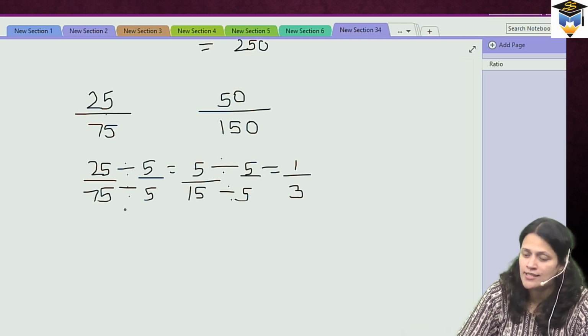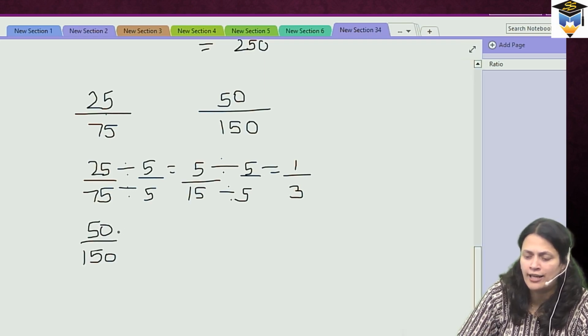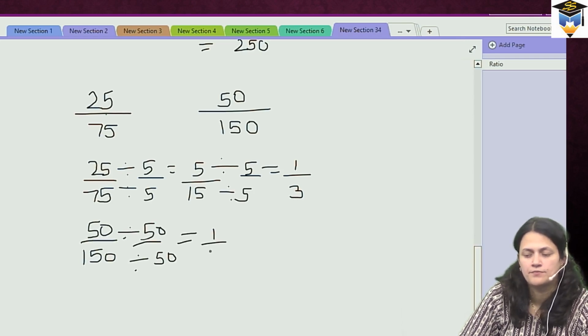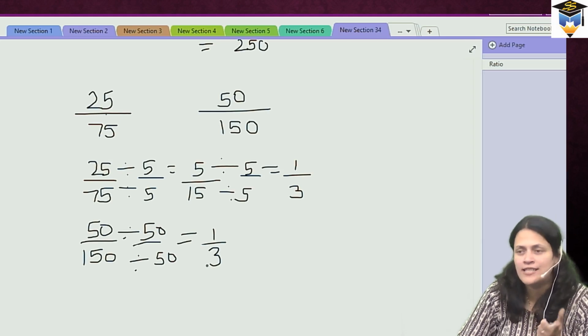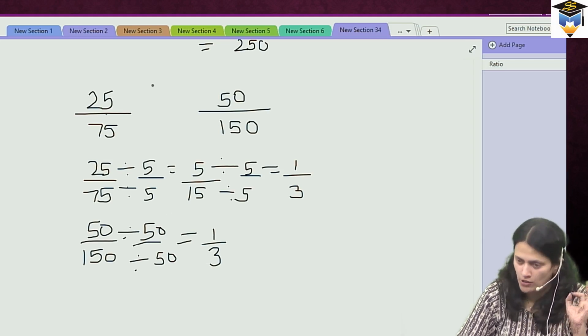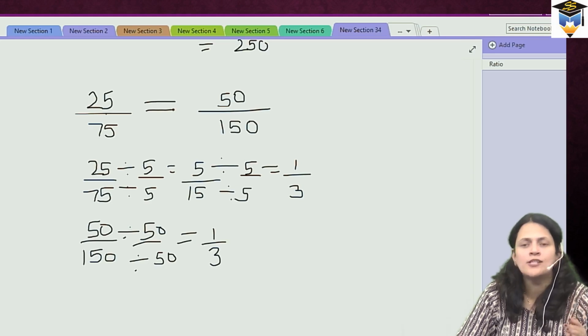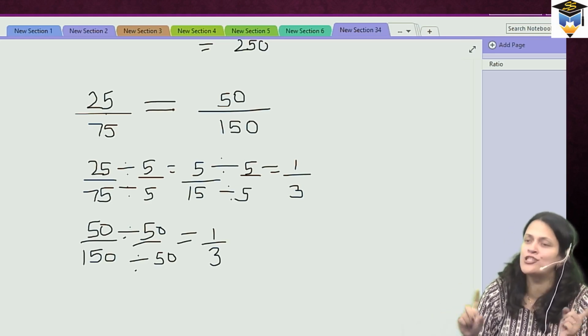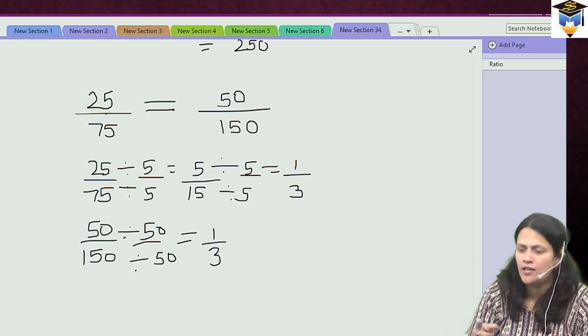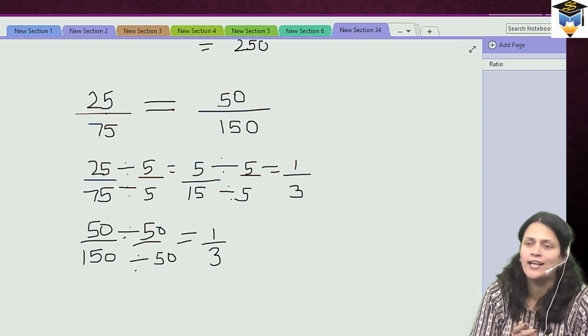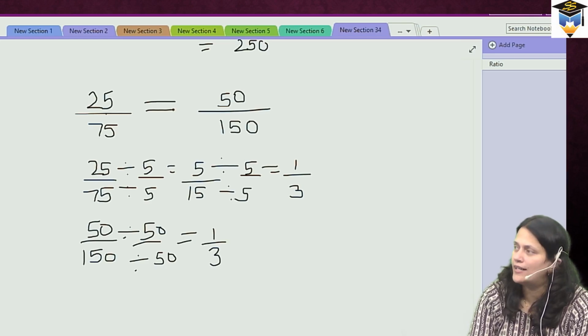Okay. Now let us consider 50 and 150. So what I am going to do, divide directly both numerator and denominator by 50. So now can we say both these ratios are equivalent? So always remember, whenever you have to find out equivalent ratios, first convert them to the lowest form and then check whether they are equal. Okay? So write down this example. Equivalent ratios. Give the heading as equivalent ratio and then write it down.